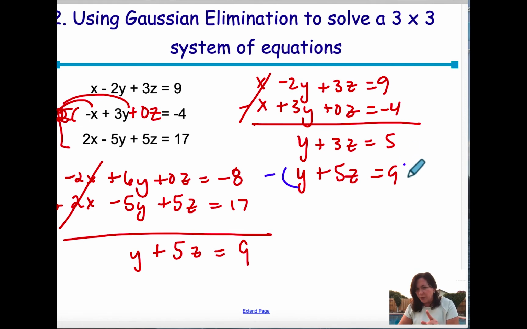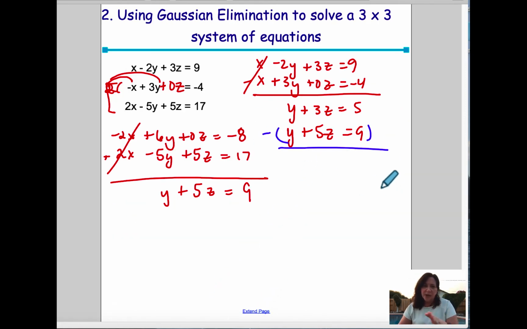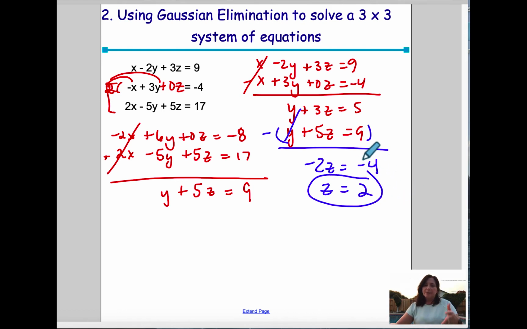And be careful though, because one of the biggest issues that I see is that kids forget to distribute that negative sign. So just be careful in that. So y minus y is gone, 0y. Yes, you can write 0y, don't. Because those are gone now. 3 minus 5 is negative 2z. And then 5 minus 9 is negative 4. And then I'm going to divide both sides by negative 2, and I should get z equals 2. So there's my first point.